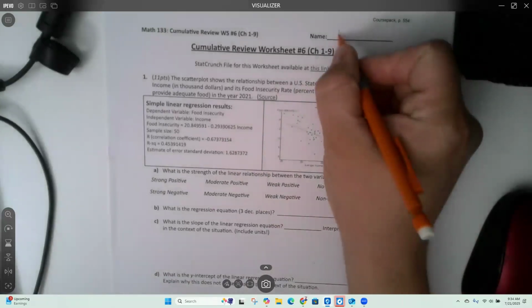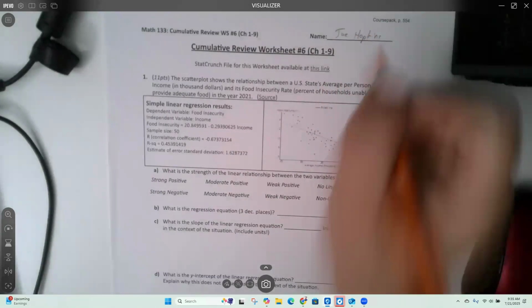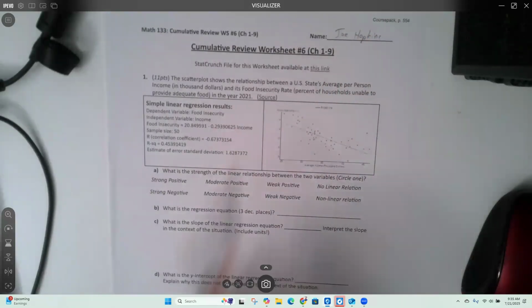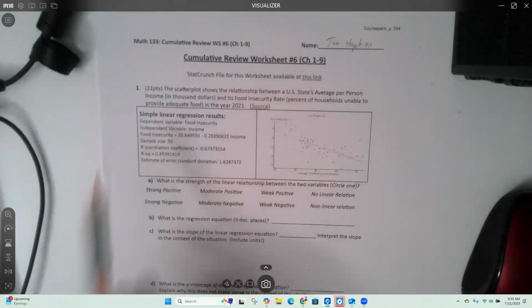And start with my name. John Perkins. Okay. Oh, I guess we are gonna start the StatCrunch file for this worksheet available at this. Oh, okay, so we already did that.